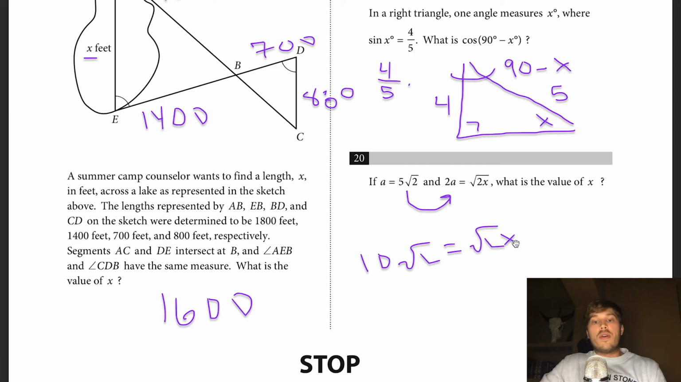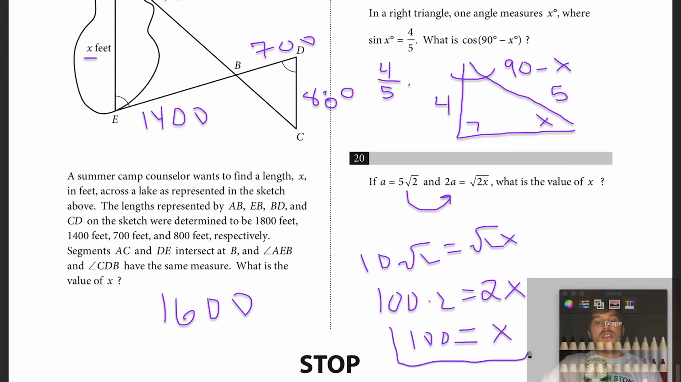And then we need to square both sides. So when we square the left-hand side, the 10 becomes 100, and the root 2 becomes just a 2, and the right-hand side just becomes 2x. And so we have 200 equals 2x, divide by 2, and you're left with 100 equals x. Oh my goodness, we are finished.